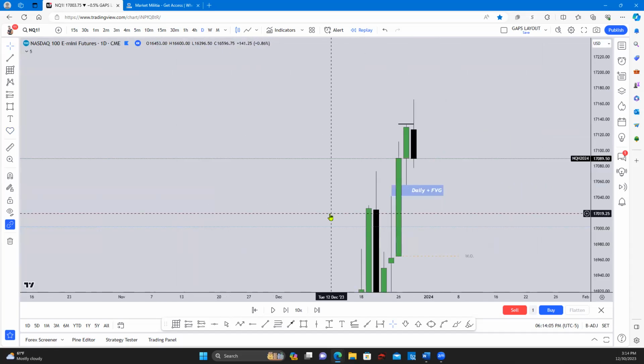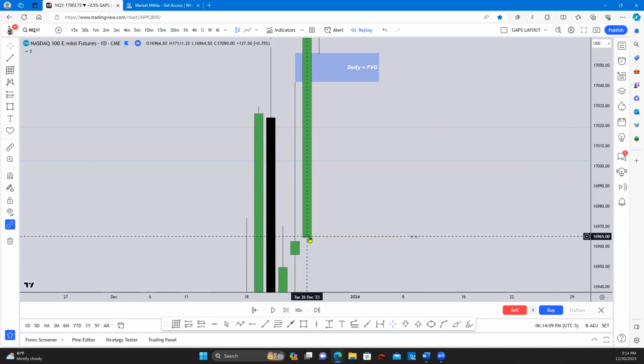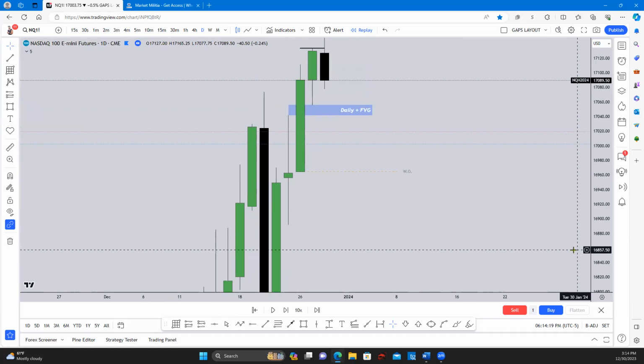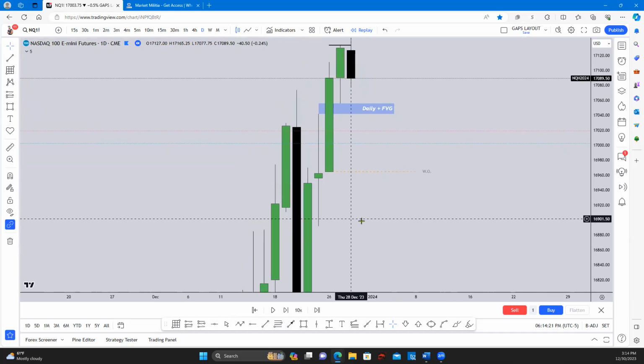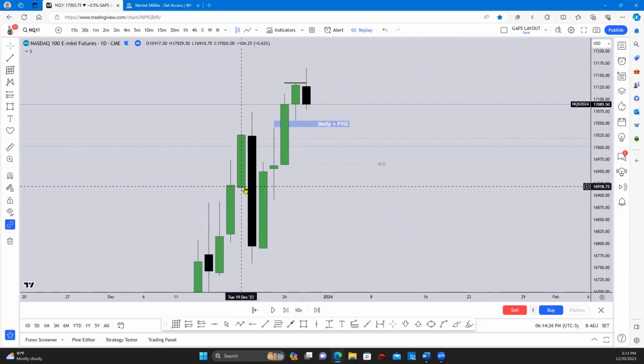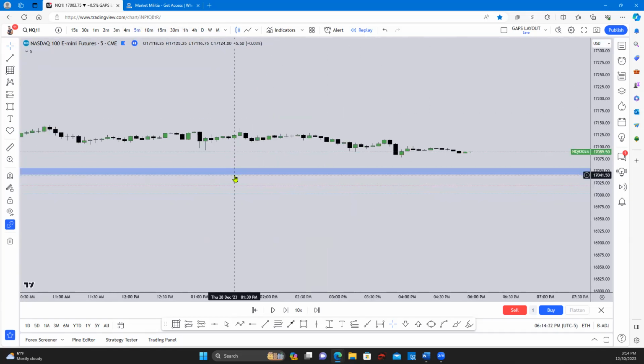We also have one thing I wanted to note. We also have the weekly opening price where we opened up on Tuesday, the day after Christmas. And we have this volume imbalance here and this volume imbalance here. So some more inefficiencies. Let's drop down to the 5 minute.